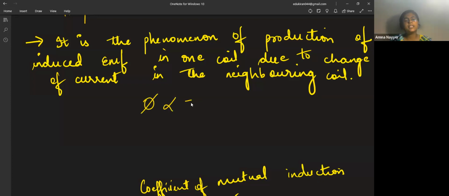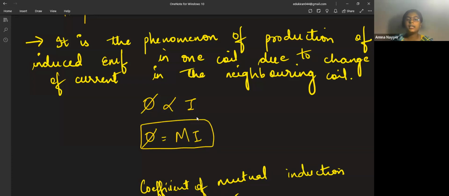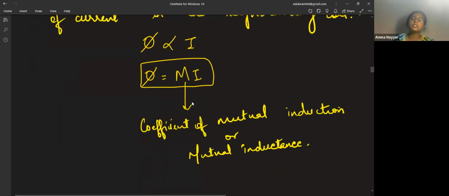So flux here is also directly proportional to current, same thing. Here you will get a constant, that is M. What is mutual induction? This is the coefficient of mutual induction. M is the coefficient of mutual induction or mutual inductance. The way we had phi is equal to Li, same thing we are having for mutual induction, phi is equal to Mi.